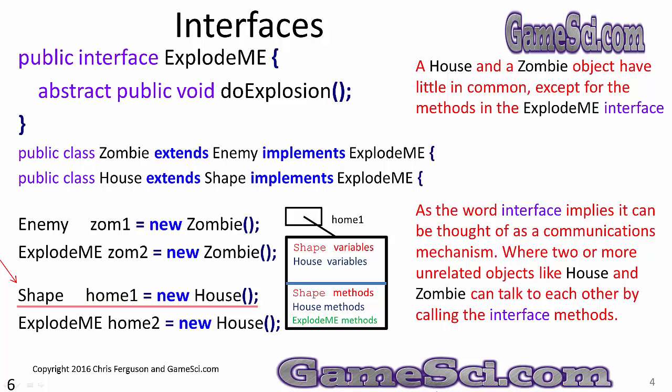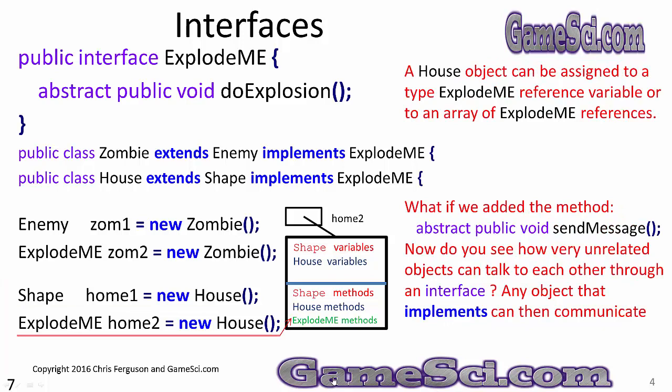A House and a Zombie object have little in common except for the methods in the ExplodeMe interface. As the word interface implies, it can be thought of as a communications mechanism where two or more unrelated objects like House and Zombie can talk to each other by calling the interface methods. Do another one. ExplodeMe home2 equals new House.